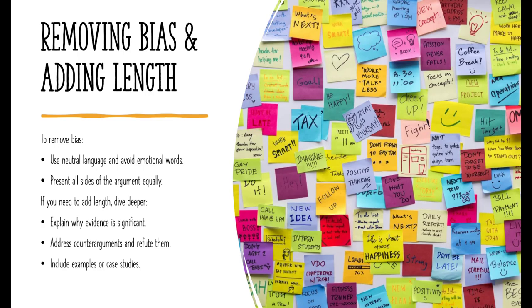Address counter-arguments and refute them. Acknowledge opposing viewpoints, but then explain why your perspective is stronger. This adds depth to your essay and demonstrates that you've considered all angles. Include examples or case studies. Real-world examples or case studies help illustrate your points and make your argument more relatable and convincing. By following these tips, you can keep your writing balanced and thorough while also ensuring it meets length requirements without sacrificing quality.